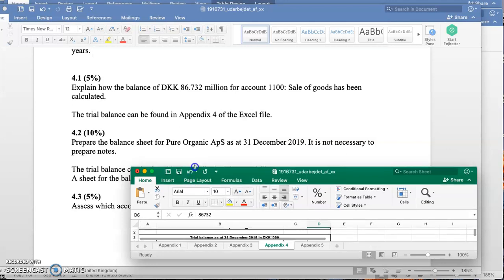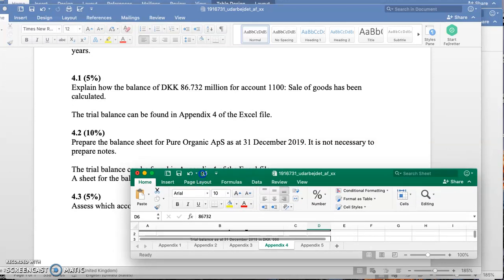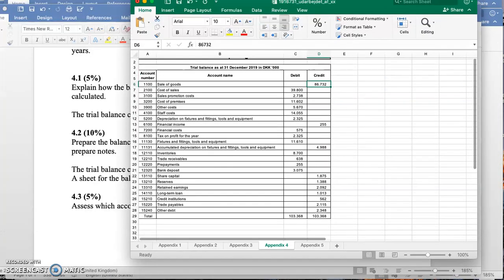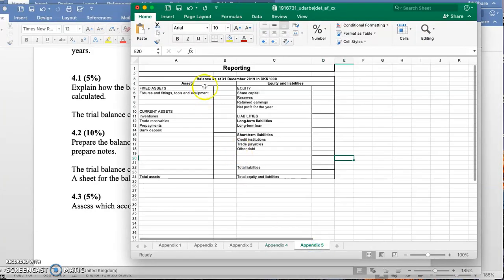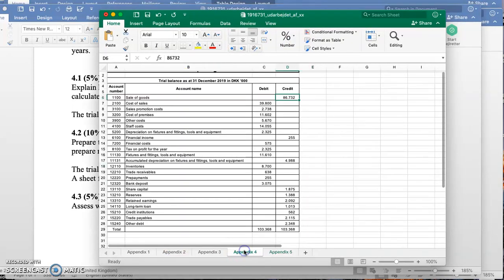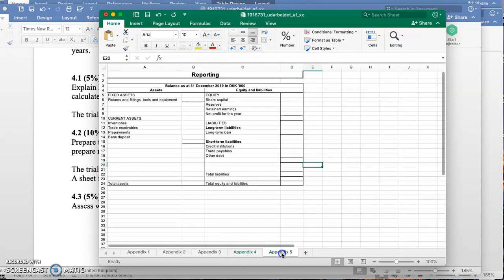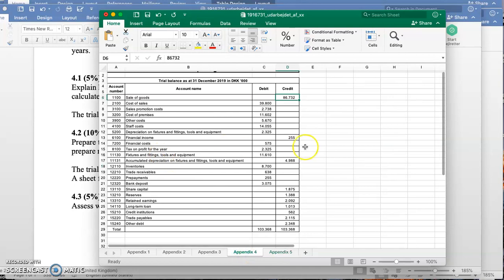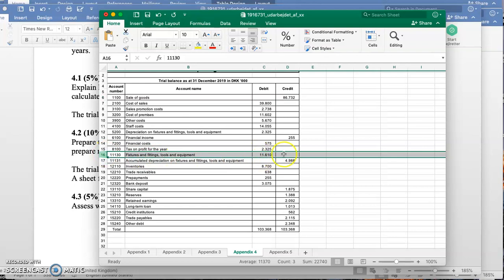Prepare the balance sheet for Pure Organic, and whether it's necessary to prepare notes. Okay, so here you need to go in and take the information you got from here and put it in here. One thing that is important is that if, for example, you have accumulated depreciation on fixtures and fittings, tools and equipment, it means you need to subtract it from the fixtures and fittings value that you have here in the debit column.